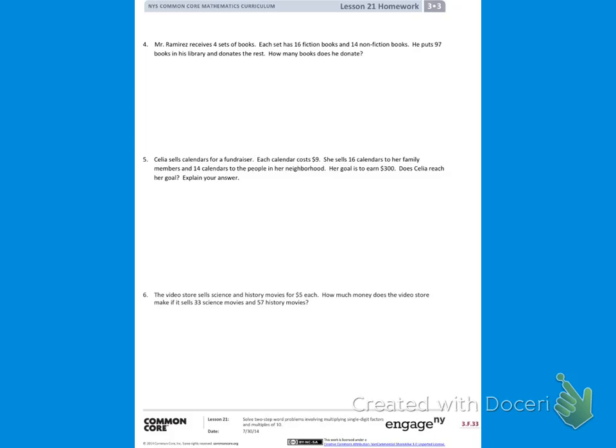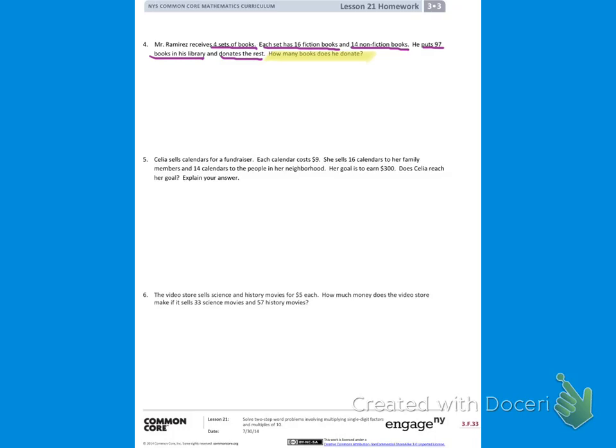Now that we've read the problem, let's underline the important details. 4 sets of books. Each set has 16 fiction books, 14 nonfiction books. Puts 97 books in his library, donates the rest. Now I'll highlight my question. How many books does he donate? If you don't have a highlighter, you could use a yellow crayon or circle the question.